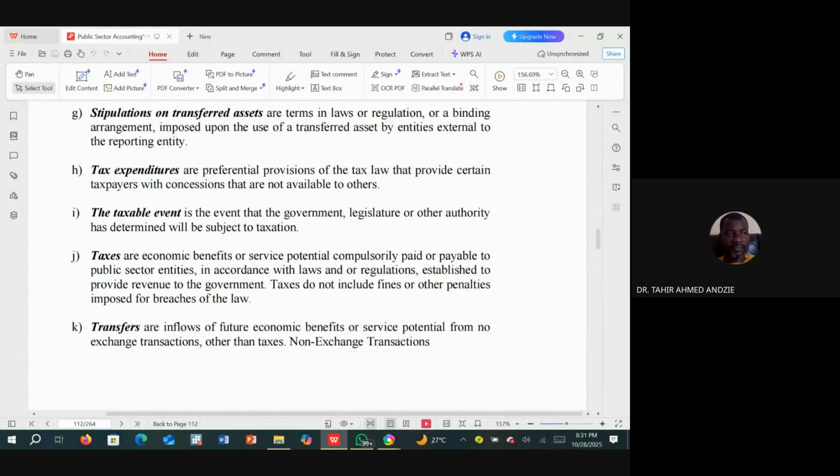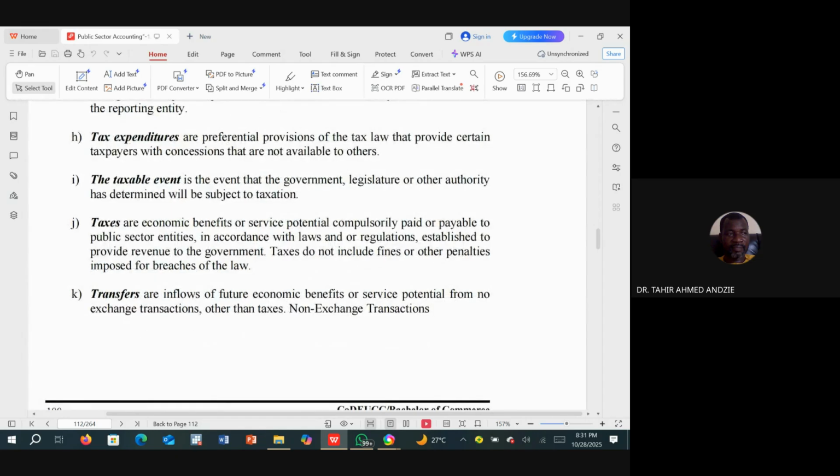Then we have tax event. It's the event that the government or legislature or other authority has determined will be subject to taxation. Any event that will be subject to taxation is a tax event. Taxes are economic benefit or services potential, compulsory, paid or payable to public sector entities in accordance with the laws and regulations established to provide revenue to the government. Taxes do not include fines or other penalties imposed for breaches of the law.